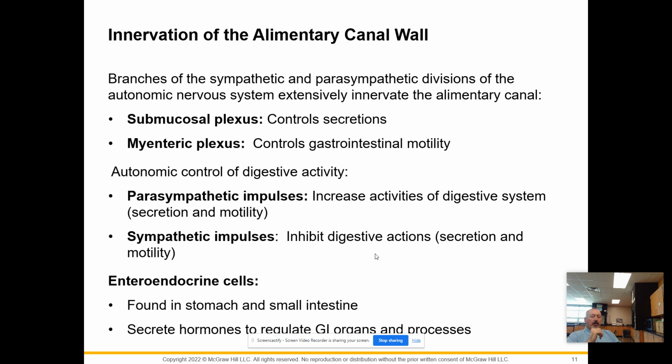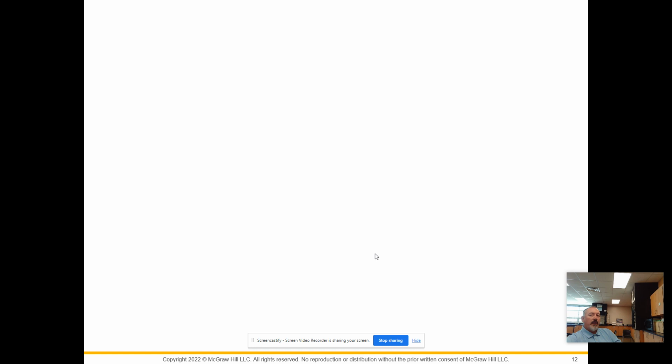The endocrine cells are going to be found in the stomach. They secrete and regulate the gastrointestinal organs and processes. So these are hormones that are entitled in programming the process.